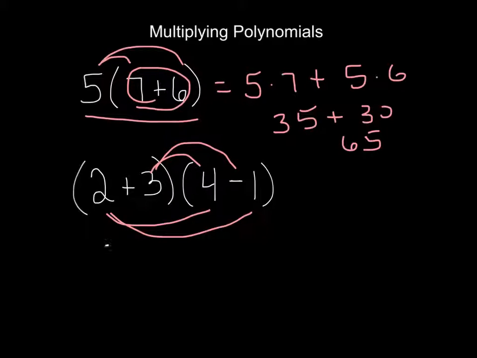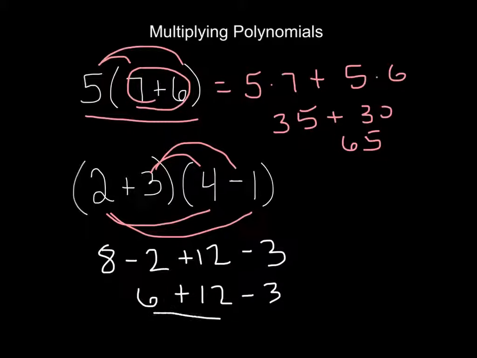So let's do this. Let's go 2 times 4 is 8. 2 times negative 1 is negative 2. 3 times 4 is positive 12. And 3 times negative 1 is negative 3. Working this left to right now, we should get 15. So we've got 8 minus 2 is 6, plus 12 minus 3. So this part right here gets me 18, and 18 minus 3 is 15. So it works every time.